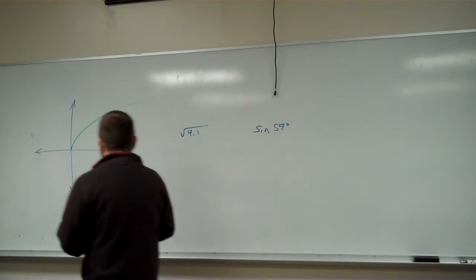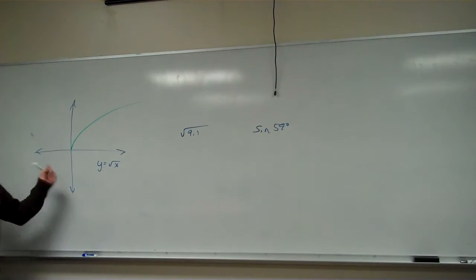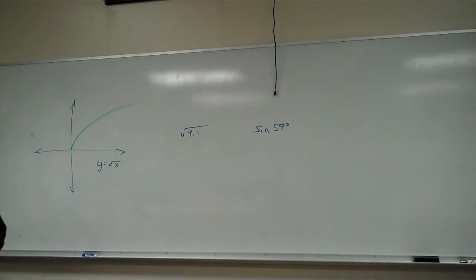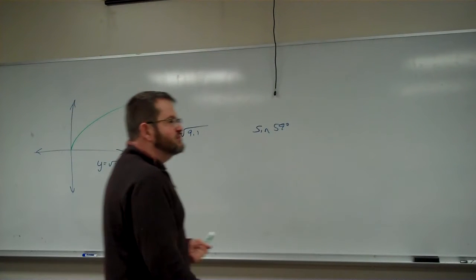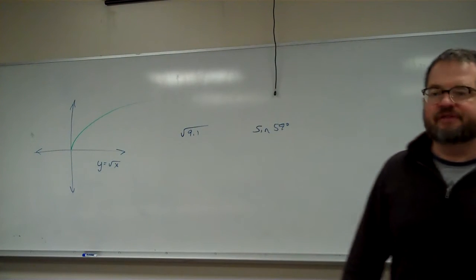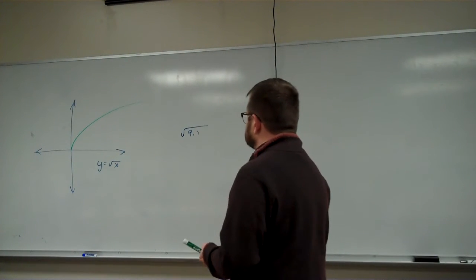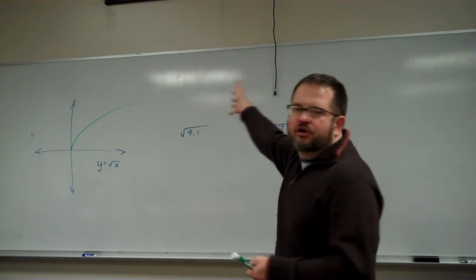What the book wants us to notice is that when you have a function that's something complicated, like this one I have up here for y equals the square root of x, I mean, it's some curve.